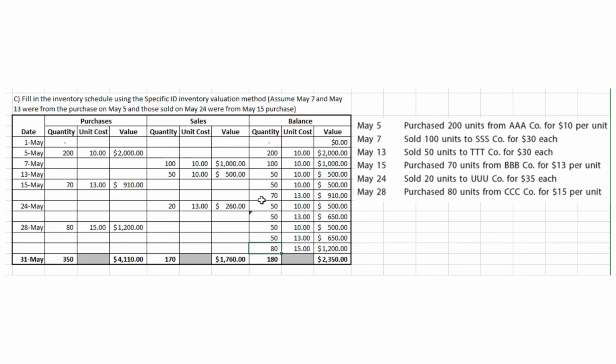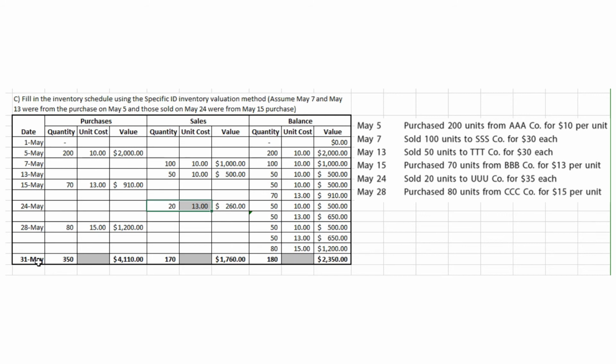Very important to pay attention to what specific items. A good example is you could say these first items were pencils, these were pens, and this was paper. And the idea is you sold pencils here, you sold pens here, and you sold no paper. So just another way to look at it.